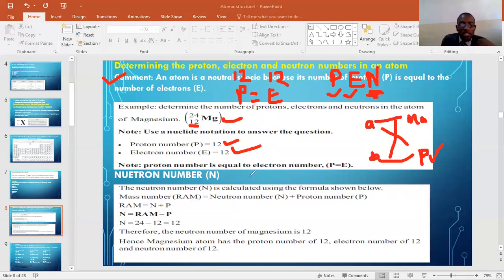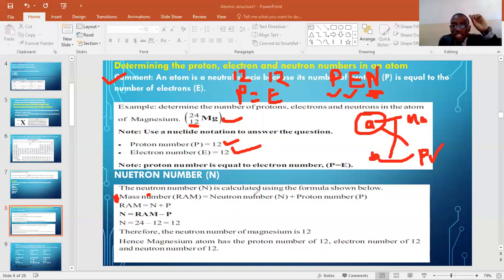How do we find the neutron number? To find the neutron number, we use the mass number. It is stated here clearly. What is the mass number? What you find on top. Remember, what you find on top of a nuclide notation is known as the mass number.